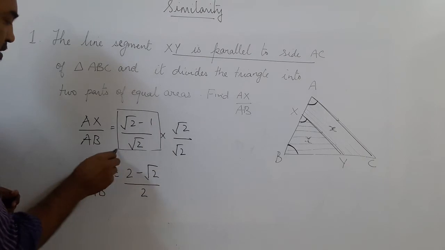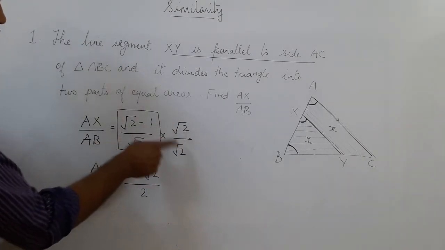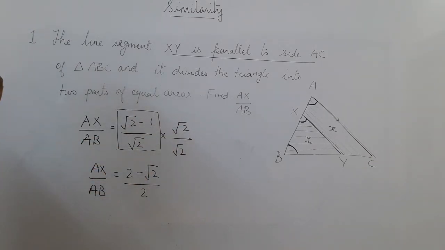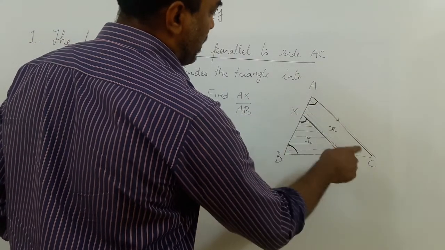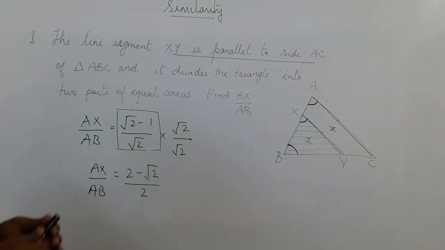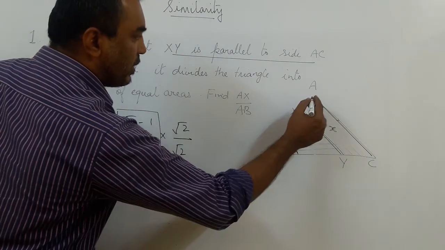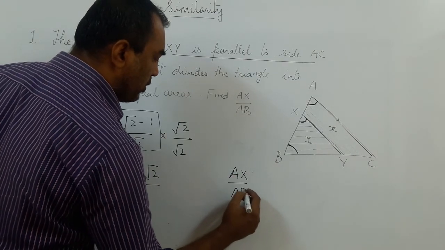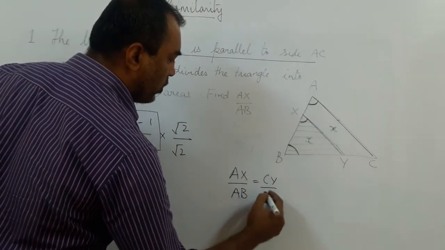This was also the correct answer, but we always rationalize the denominator. So with the rationalizing factor, I multiplied and divided the numerator and the denominator, and we got this answer. You also know what I was telling you, that when the lines are parallel, the ratios are in which sides? Because the lines are parallel, then we know by the theorem that AX upon AB is equal to CY upon BC.